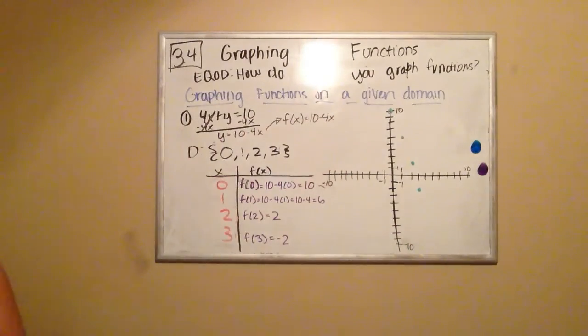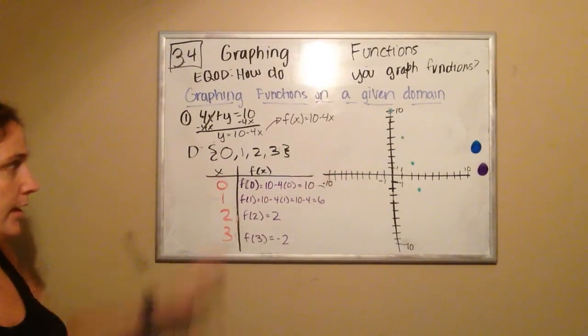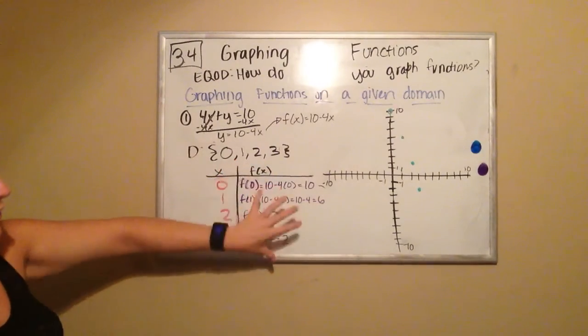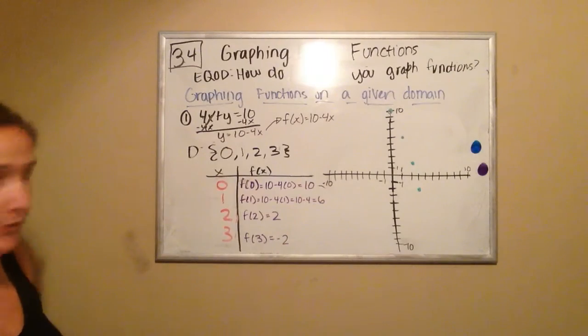Again, you cannot connect these. You cannot connect these because it's a limited domain. It's not the whole domain. So we don't connect them. We just leave them just like those 4 points there. Those are the only 4 inputs that we're allowed. These are the only 4 outputs we can get. Those are the only 4 points that we can have.